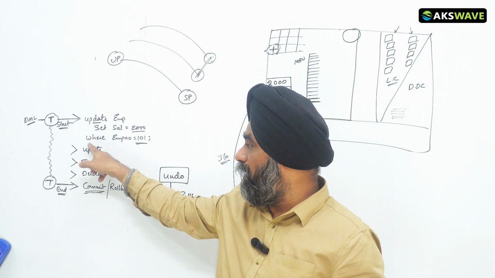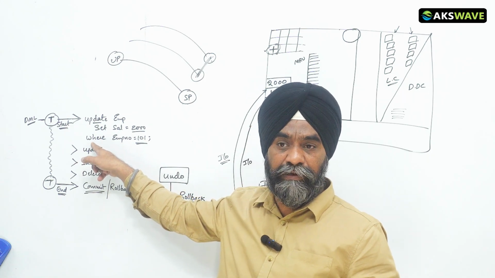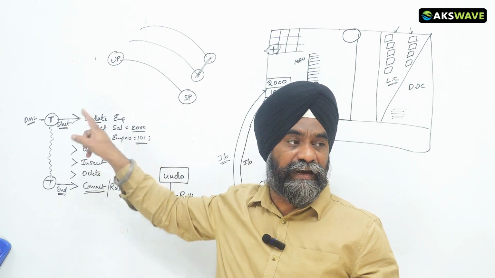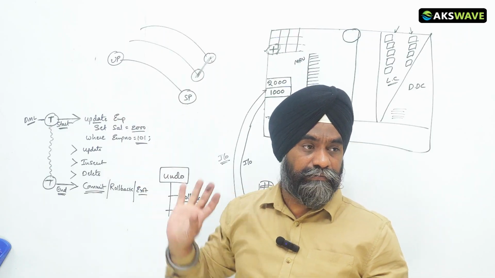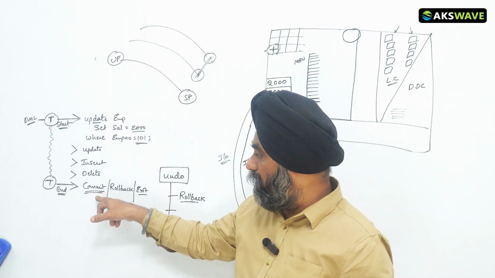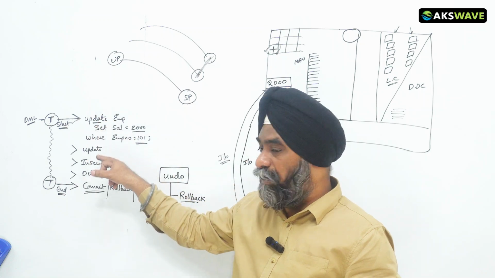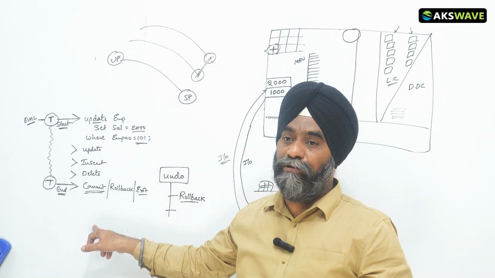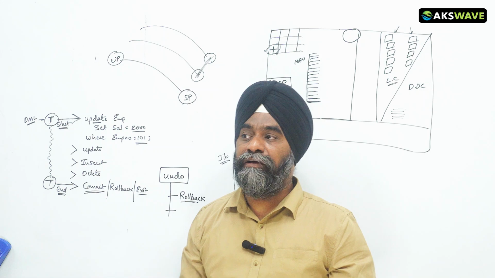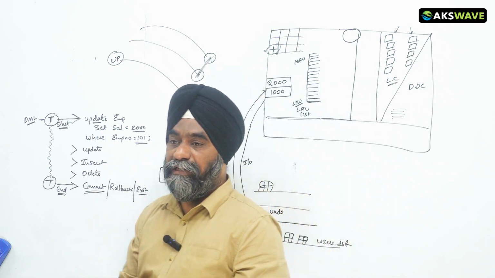Maybe I said update and then commit, possible. So this transaction contains only one DML, correct? Or in the other example you see here: update, update, insert, update, delete, and finally commit or rollback. So a transaction having what? Multiple DML statements in it.